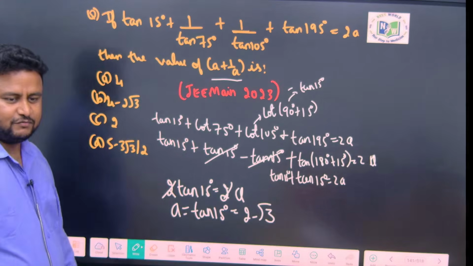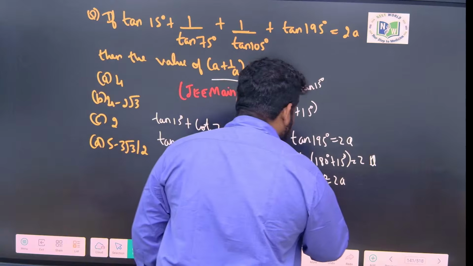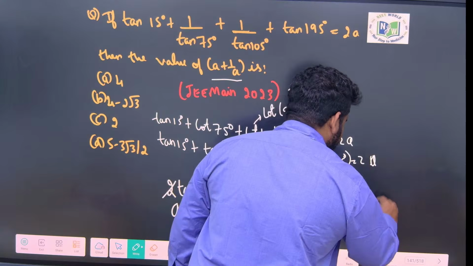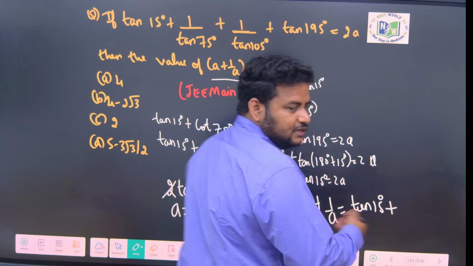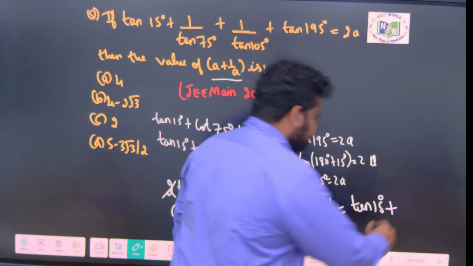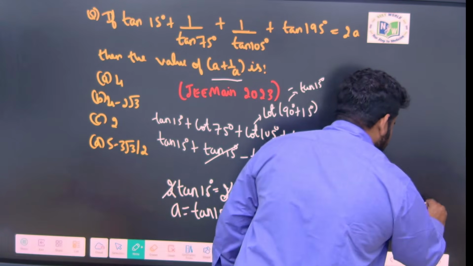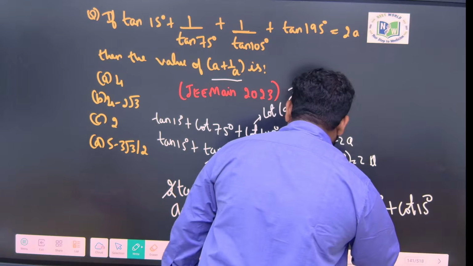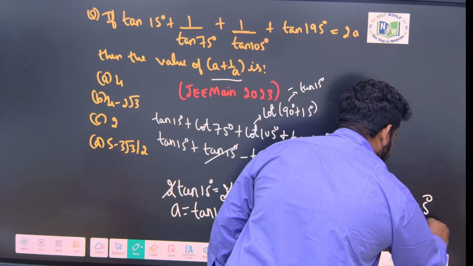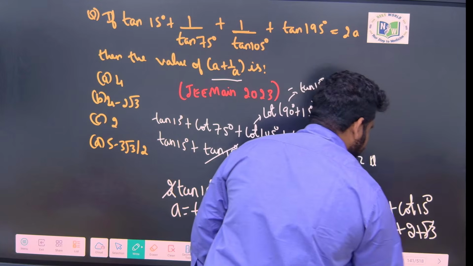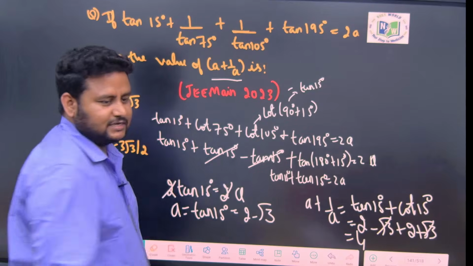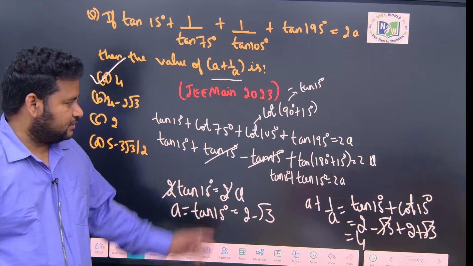They are asking us to find a plus 1 by a. A is tan 15 degree. Plus 1 by a means cot 15 degree. So tan 15 degree is 2 minus root 3, plus 2 plus root 3. So minus root 3 plus root 3 I can cancel. I am having 4. So the answer is 4. Clear? Understood?